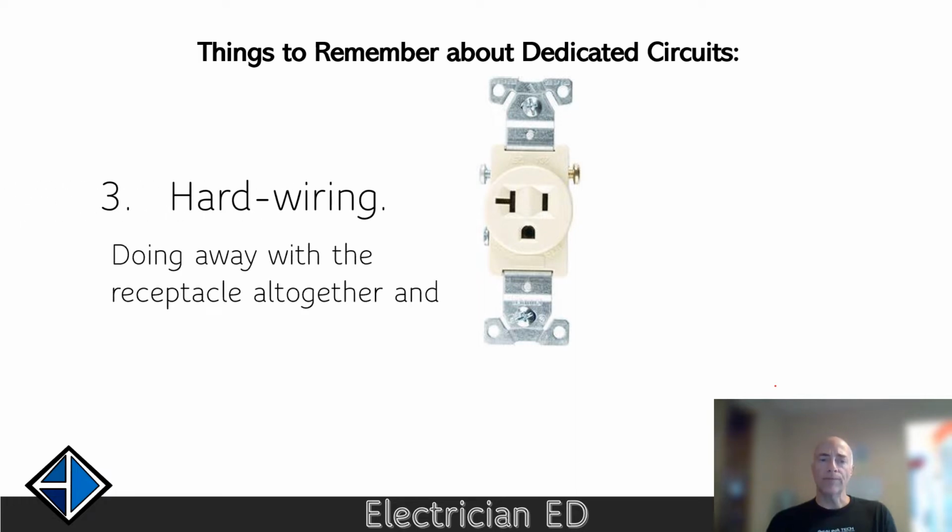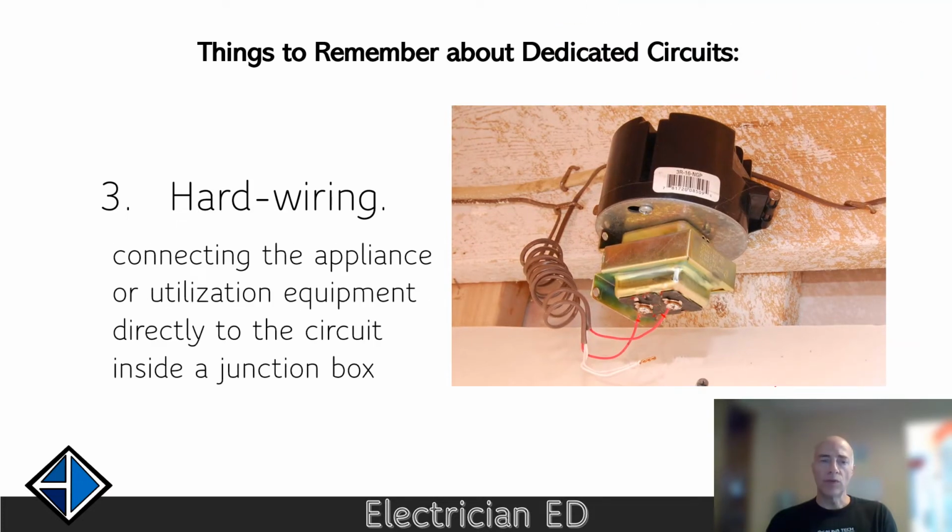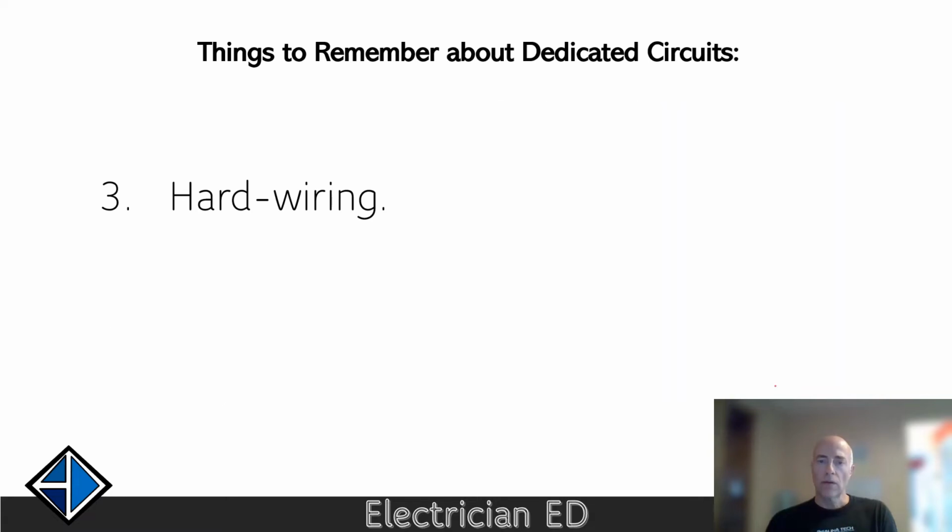Hardwiring is another way to go about an individual branch circuit. You can have a receptacle or you can hardwire an appliance directly to the branch circuit. That's where you do away with the receptacle completely and you connect the appliance directly to the branch circuit conductors or the utilization equipment, whatever it is. In this case, I found an example of a transformer. It's hardwired right into the branch circuit.